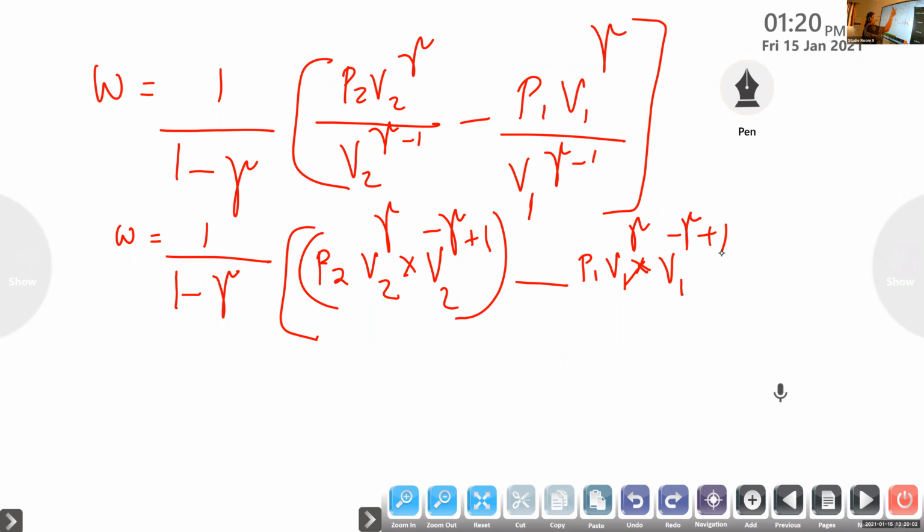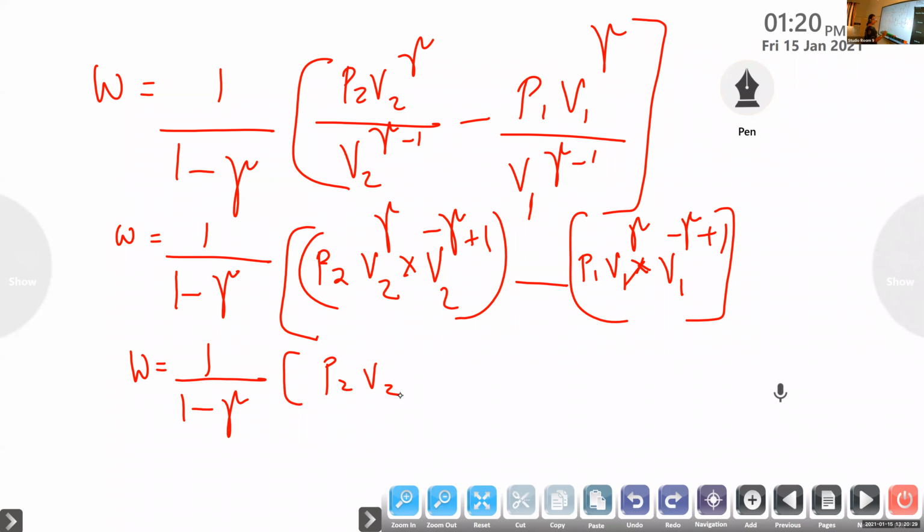When you take it up, the sign changes. And A raised to M into A raised to N form. So that means gamma plus minus gamma plus 1. So gamma plus minus gamma get cancelled, and you are finally remaining with work done is equal to 1 by 1 minus gamma into P2 V2 minus P1 V1.